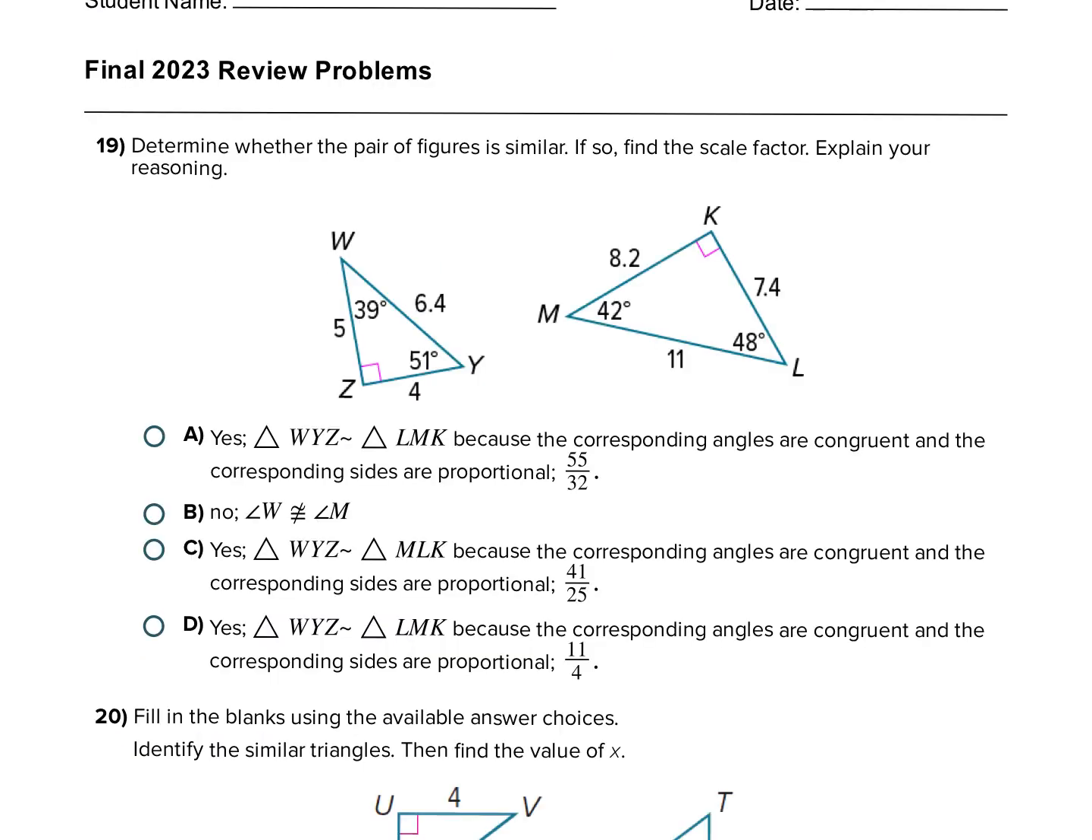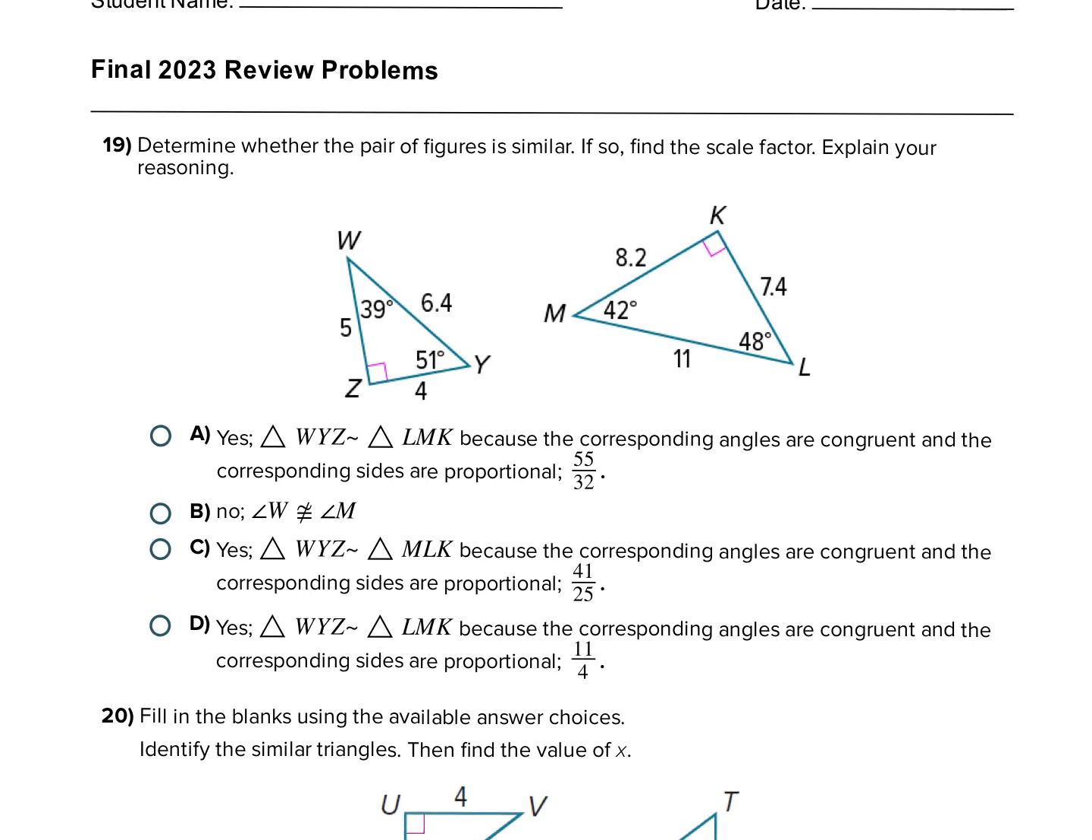Okay, so moving on to similar figures. It says determine whether the figures are similar, and if so, find the scale factor. Explain your reasoning. Okay. Well, there's two things that determine whether two figures are similar. First, they have to have corresponding congruent angles.